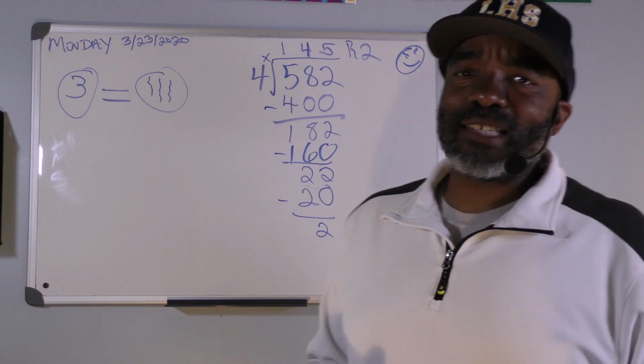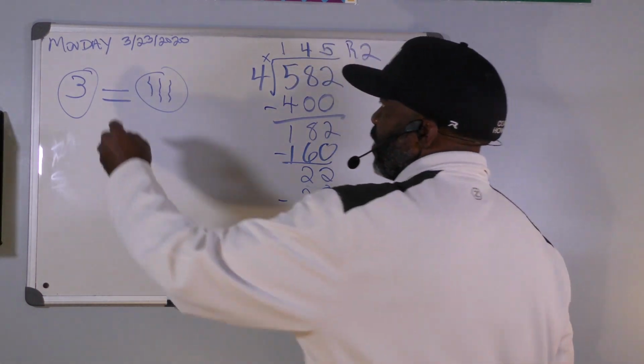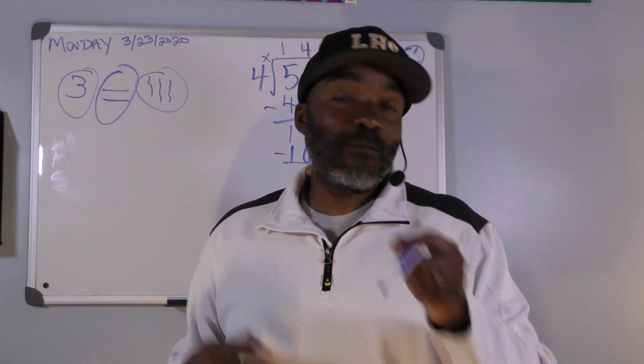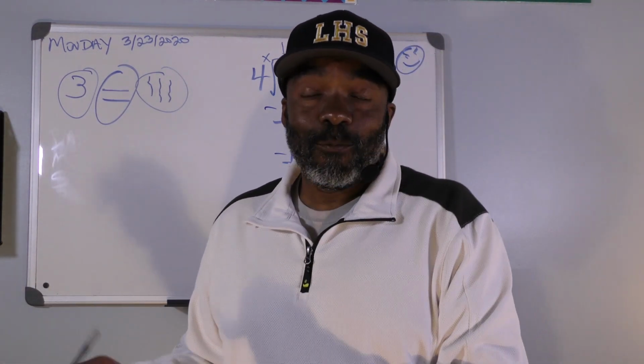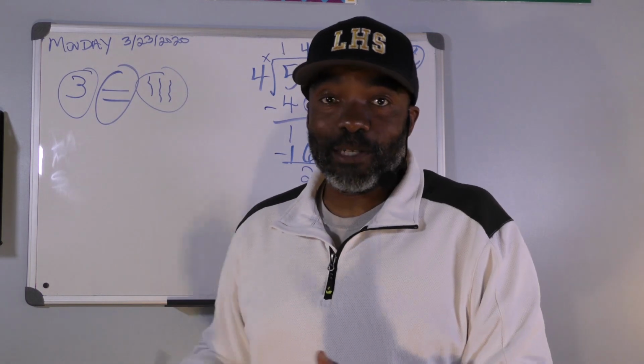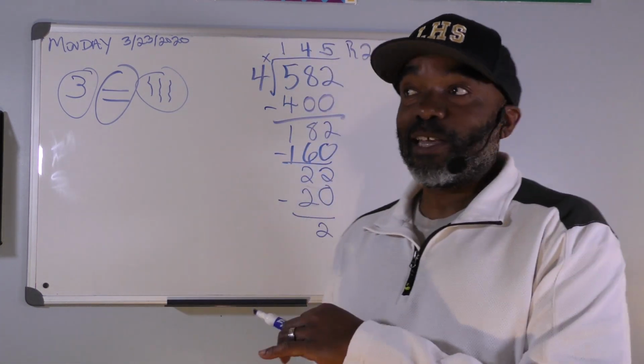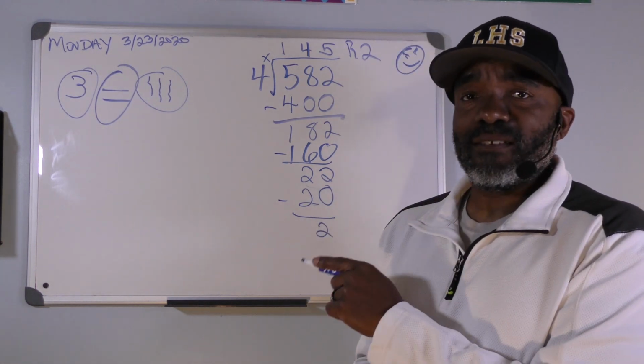I had 3 sticks on that side. What is that telling me right here? This right here is telling me that the value on each side is the same. The value on each side is 3. One is a number. One is 3 sticks, or 3 strips of bacon, whichever one you guys think that looks like. But that's basically what that is.